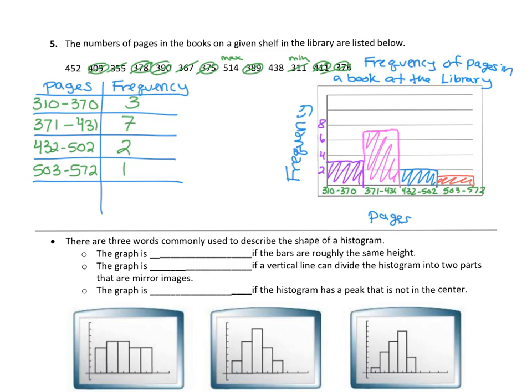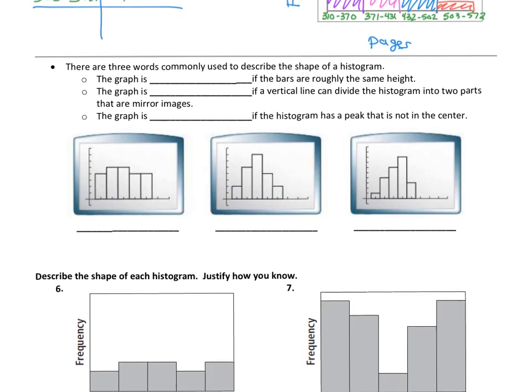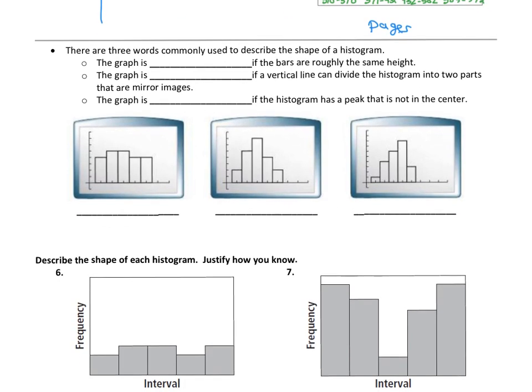So the last thing we need to talk about is the different types of distribution when it comes to graphs. There are 3 basic kinds of distribution. We call a graph uniform when all the bars of the graph are roughly the same height. We call a graph symmetric if a vertical line could divide the histogram into 2 parts that are basically mirror images of each other.